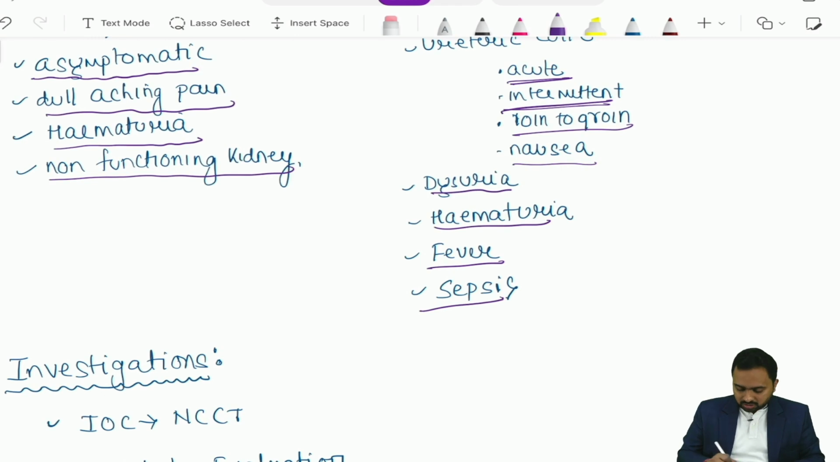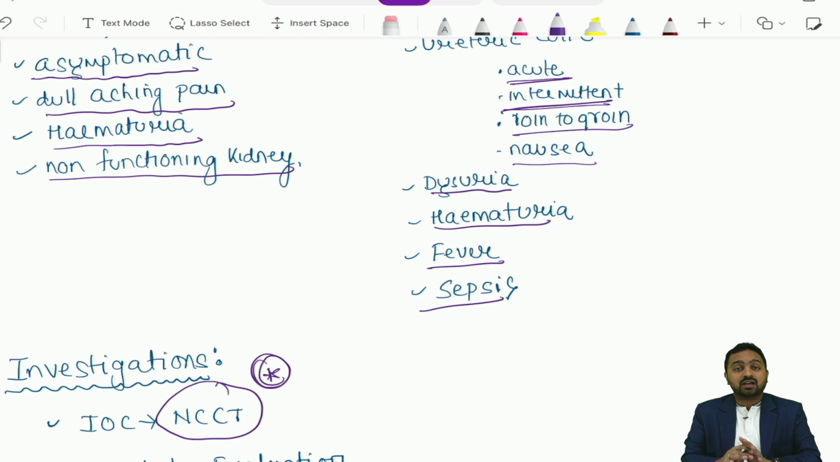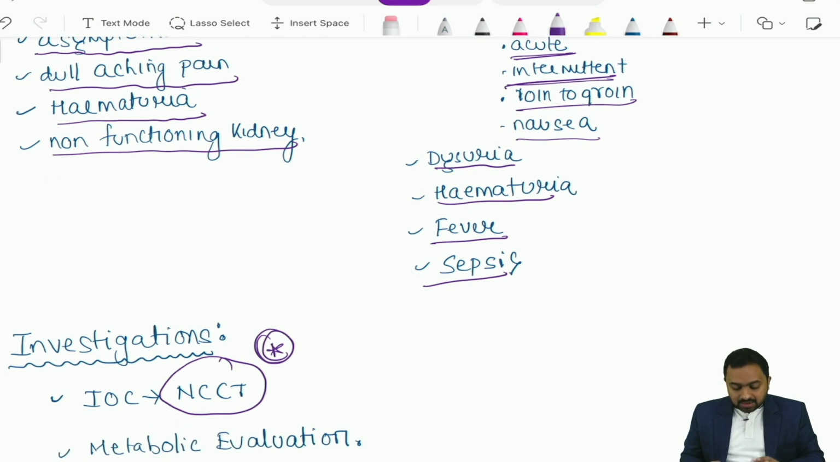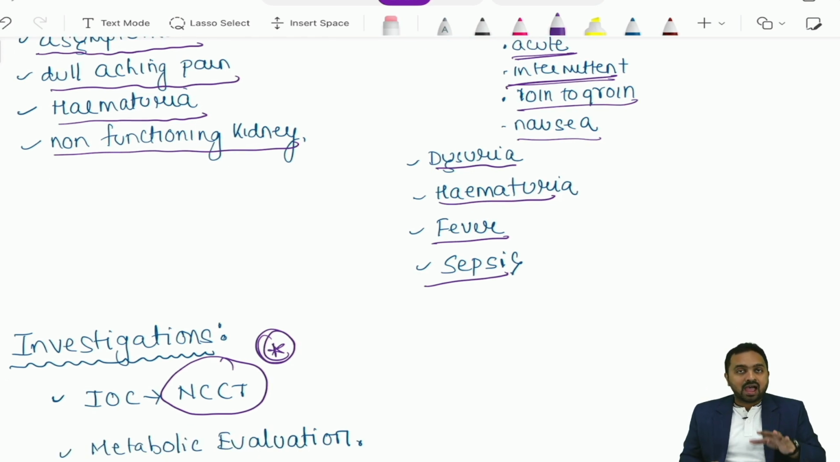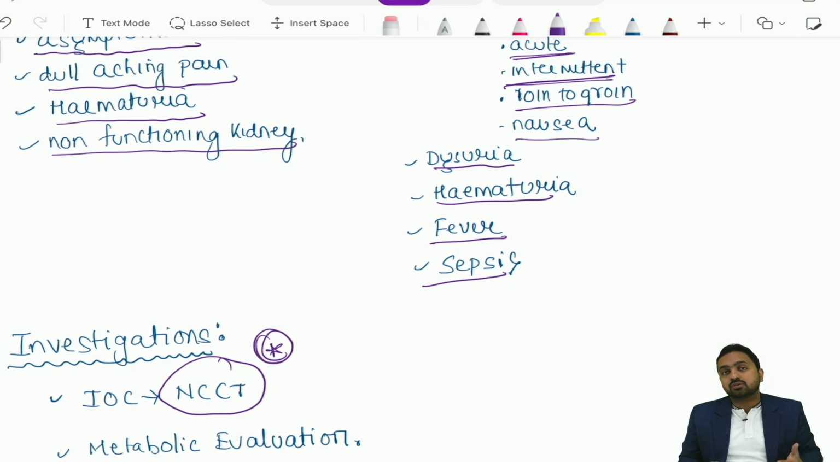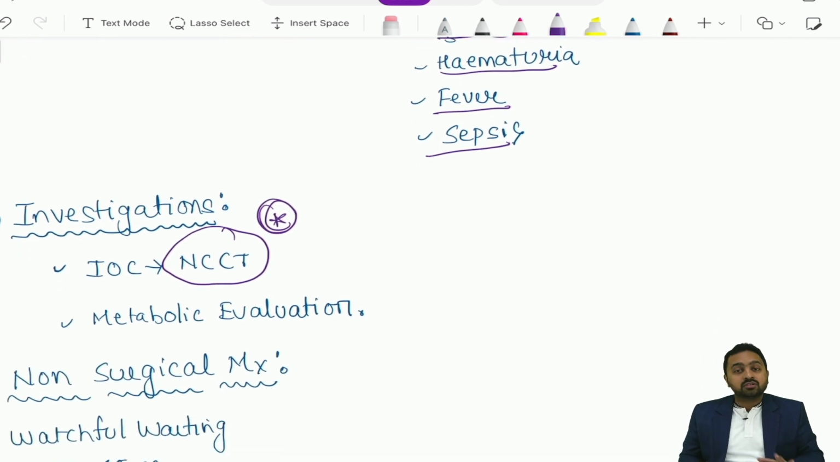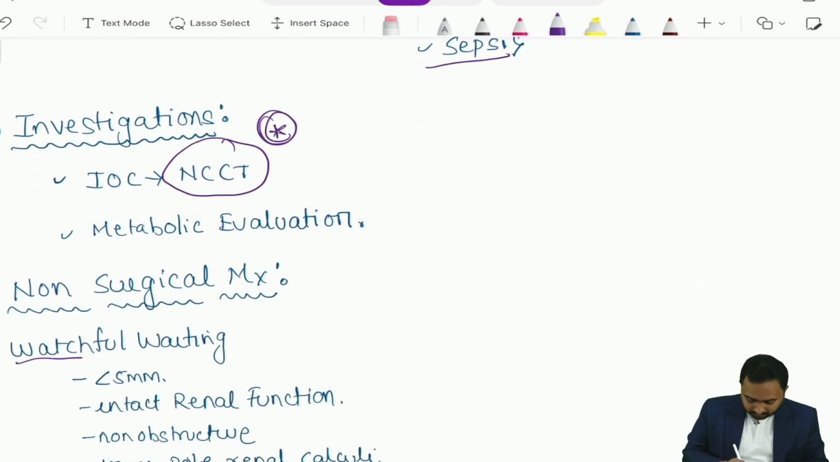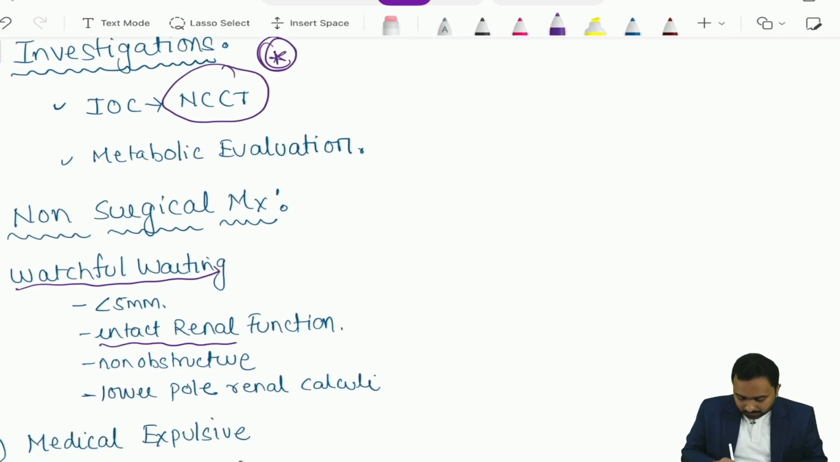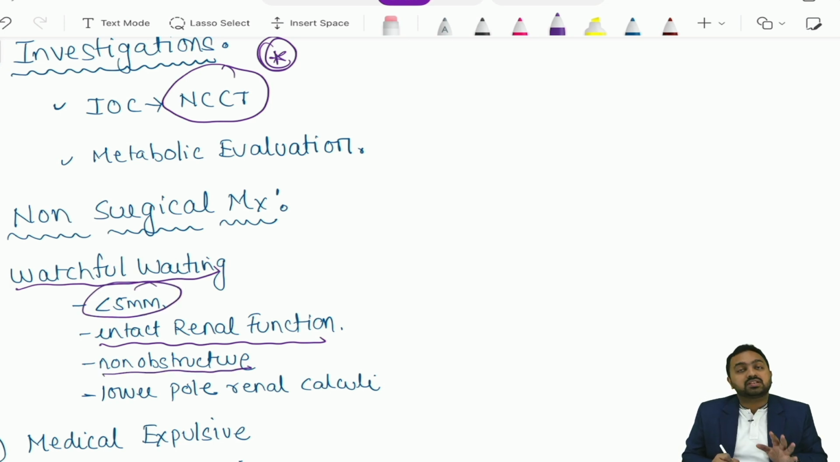Now investigation: the investigation of choice is the NCCT scan. There is no doubt or confusion regarding this, and apart from that you would obviously have to do some metabolic evaluation to rule out hypercalcemia disorders. Right. Now the non-surgical management includes watchful waiting. This watchful waiting is contemplated in those cases which have intact renal function, stone size less than 5 mm, non-obstructive disease and lower pole renal calculi.